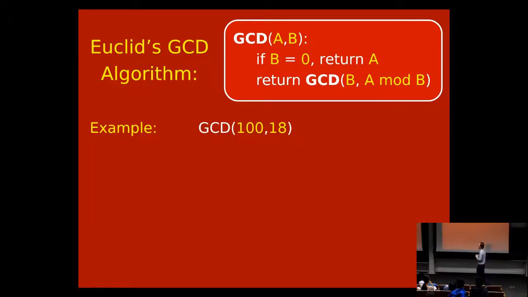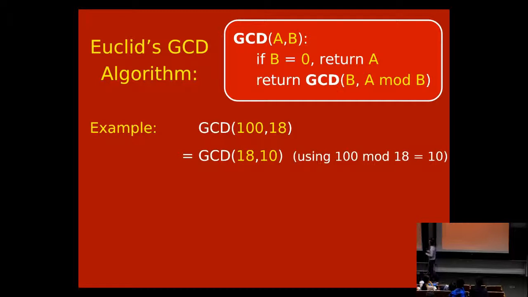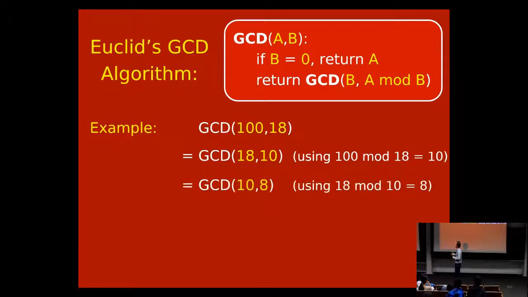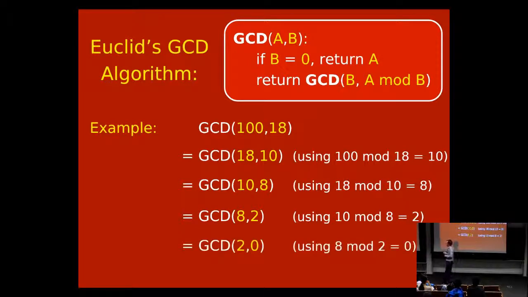OK, so here's an example. I'll do it again with small numbers. GCD of 118. First, we do 100 mod 18 is 10, because 5 times 18 is 90. And then GCD of 18 and 10, we do 18 mod 10, which is 8. So we switch to GCD of 10 and 8. 10 mod 8 is 2. So we go to GCD of 8 and 2. 8 mod 2 is 0. So we get down to GCD of 2 and 0. And then we say the answer is 2, which is correct.